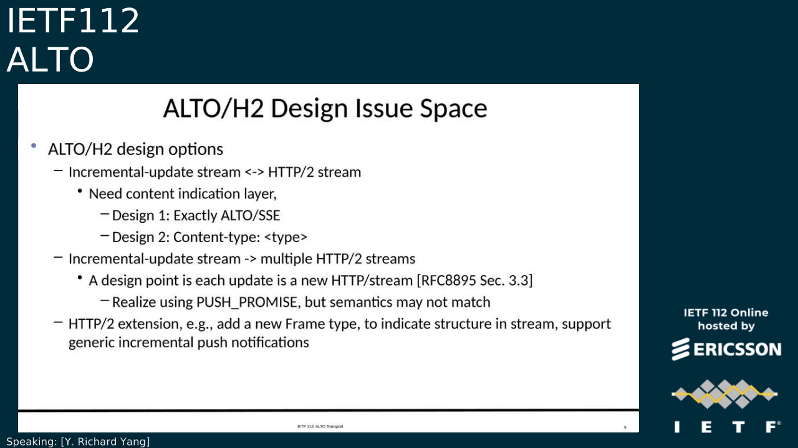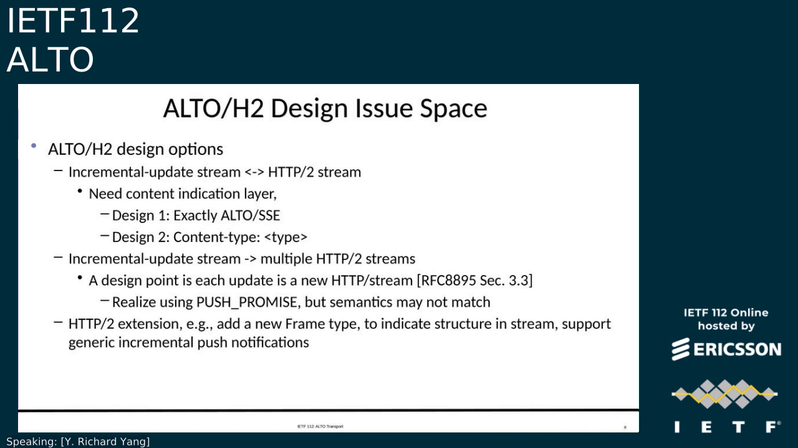So that's the initial design. Here is a list of initial designs. Initial design 1 is: incremental update stream equals a single HTTP stream. So we now have a content indication layer to encode what kind of content type it really uses. One way is to use exactly auto SSE, so we reuse it as much as possible, or we can design a very simple content layer.